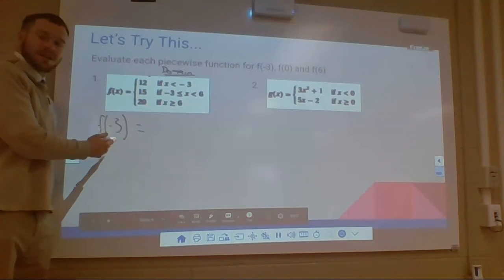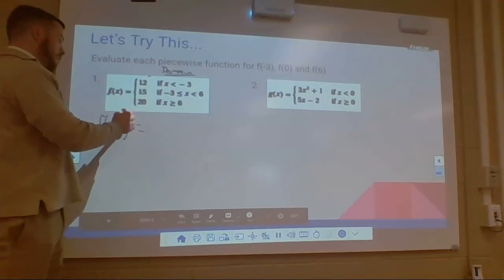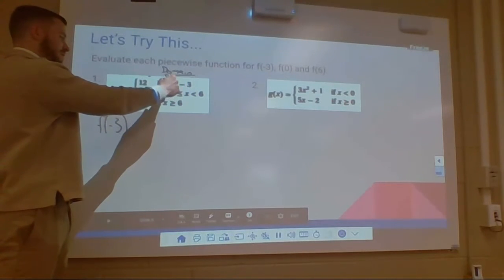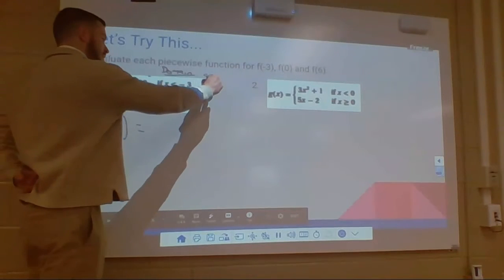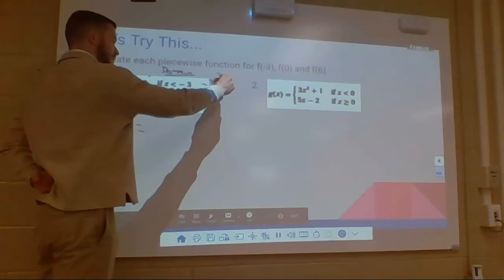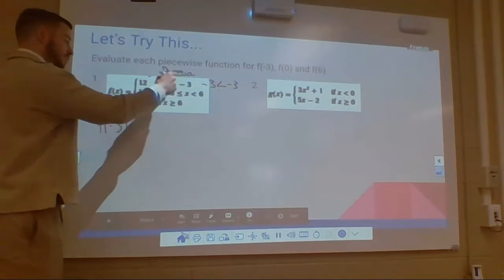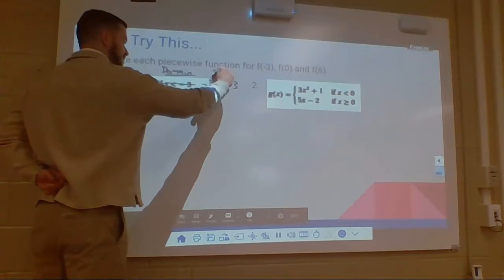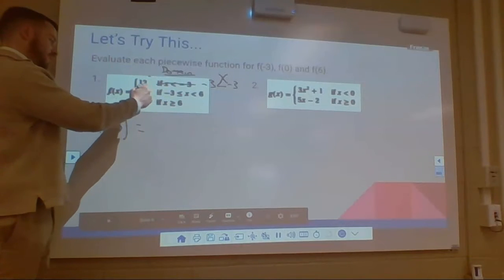Well, this is telling us the x value is -3, right? So this rule for the domain says that x has to be less than -3. Well, I'm going to substitute -3 for x here. Is -3 less than -3? No, that's not true. So we're not going to use that rule, okay? Because that is not true. All right, so let's try this next rule.